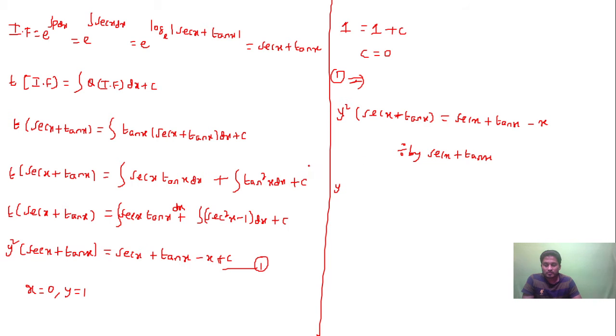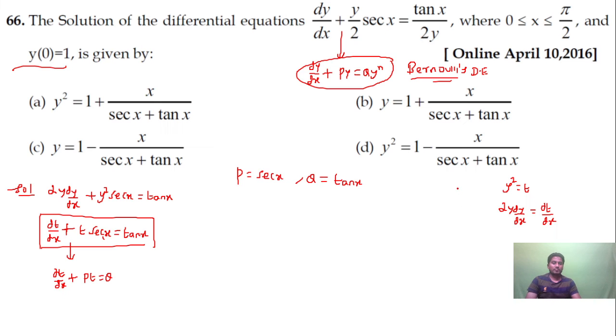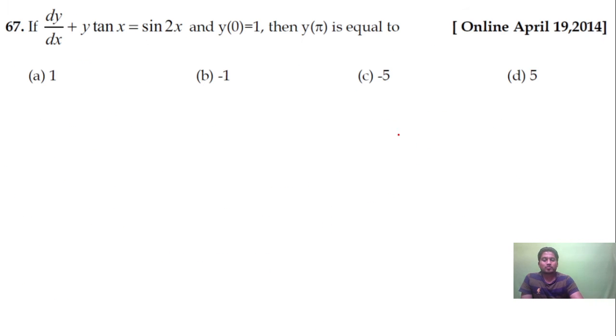So this is y square is equal to sec plus tan will cancel, you get minus 1, so you get x divided by sec x plus tan x. That's the answer, guys. Answer will be y square is equal to 1 divided by x minus x upon sec plus tan. Answer is option D. This is already in standard form.